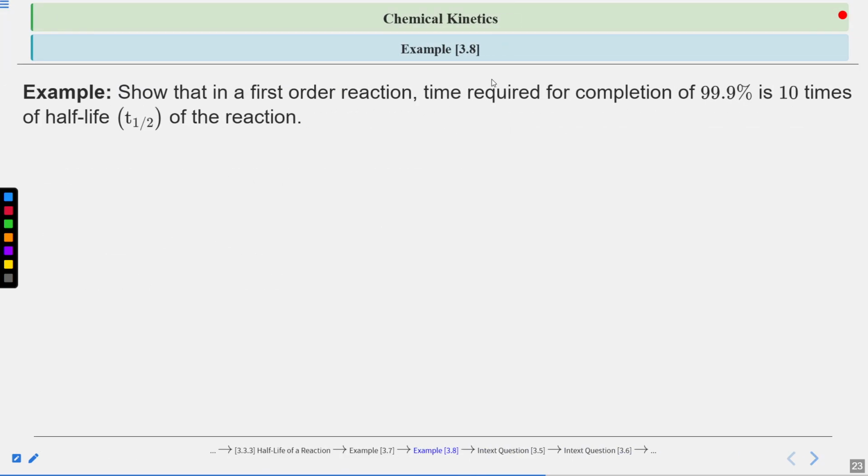Now let's see another example, which is marked as 3.8. Show that in a first order reaction, the time required for the completion of 99.9% is 10 times the half-life of the reaction. So you have to show how, in a first order reaction, the time required for the completion of 99.9% of the reaction is 10 times the half-life. You have been given some time, try to analyze this, then we will see how you can show this.